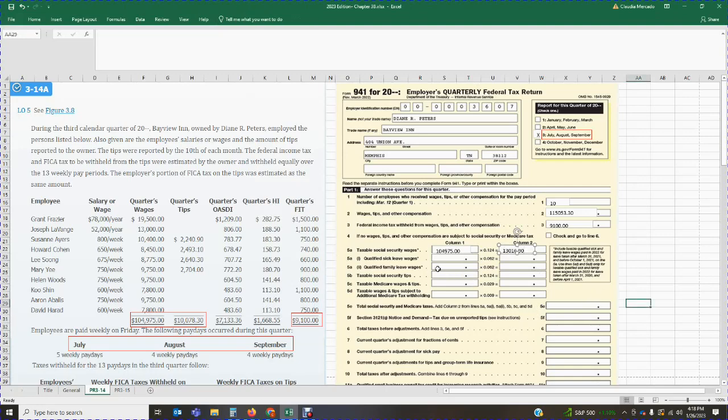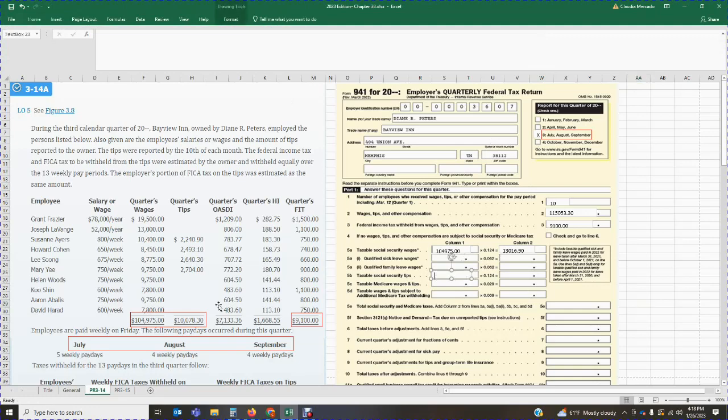Now, line 5A also talks about qualified sick leave wages. That information was not provided. Qualified family leave wages. That information was not provided. Taxable Social Security tips. Do we have any tips? Yes, we do. So because we have tips, we're going to enter that information on line 5B.